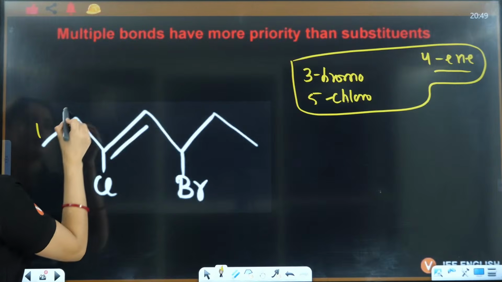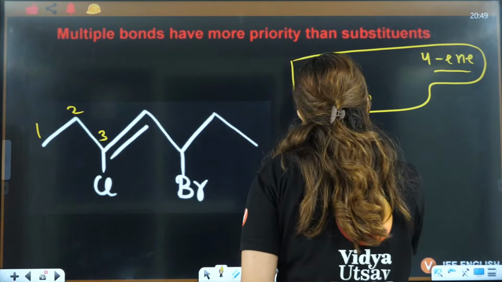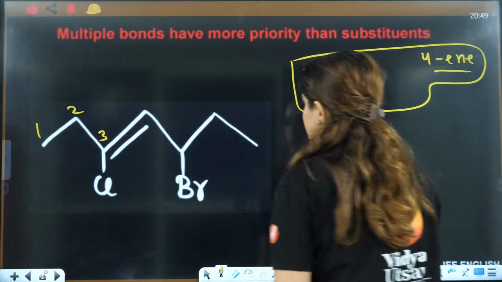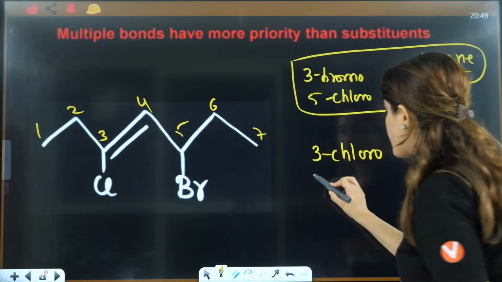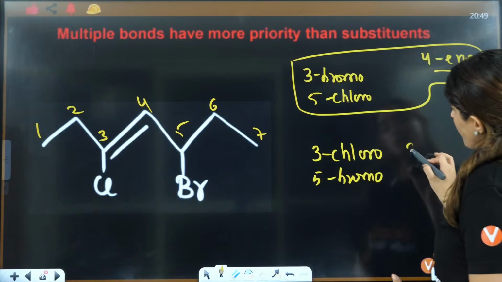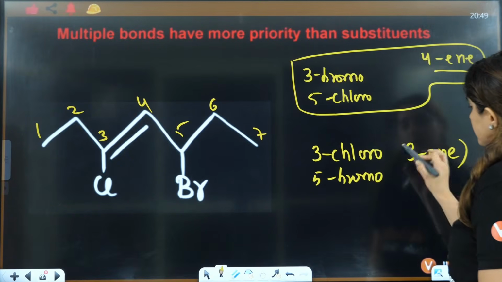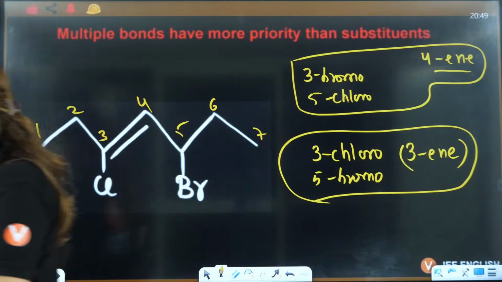Second possibility is 1, 2, 3. In the second possibility I am getting 3 chloro, but I am getting 5 bromo, but I am also getting 3 ene. Now it's a difficult choice. What should you do?